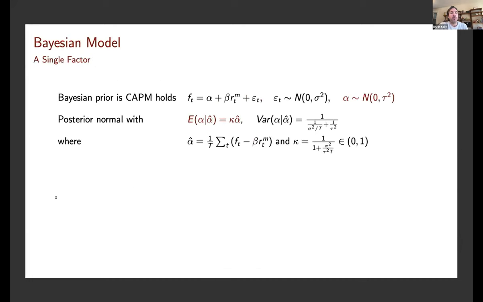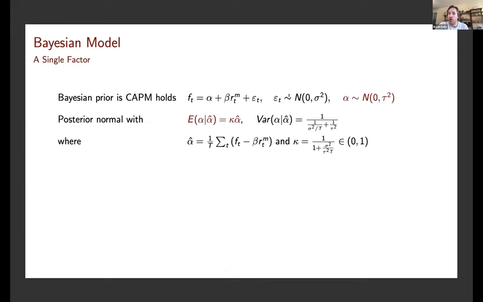All right, I'm not actually going to spend a lot of time on the full Bayesian model. What I want to do is take you through some caricature results from the Bayesian setup that make the important points relevant for thinking about replication in finance. So first, I want to consider a Bayesian framework where I'm just evaluating a single factor, call it F. That factor has some alpha according to the CAPM.